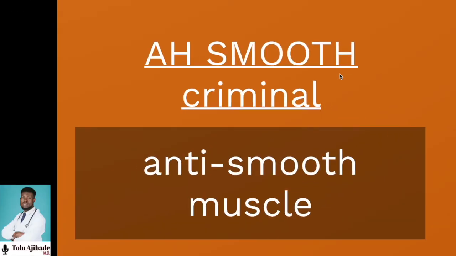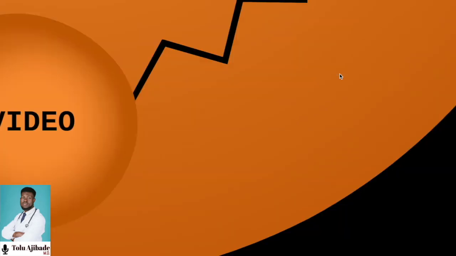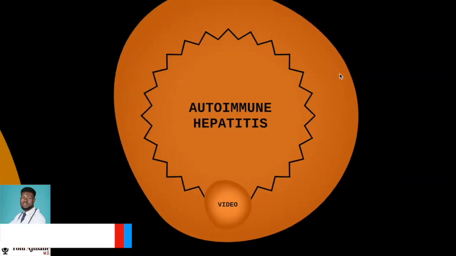Smooth Criminal. You've been hit by a smooth criminal. So instead of just smooth criminal, I put A-H, smooth criminal. AH stands for autoimmune hepatitis, and then the smooth is for anti-smooth muscle antibody, an antibody against smooth muscle. So that's for autoimmune hepatitis. Hope you don't forget that.